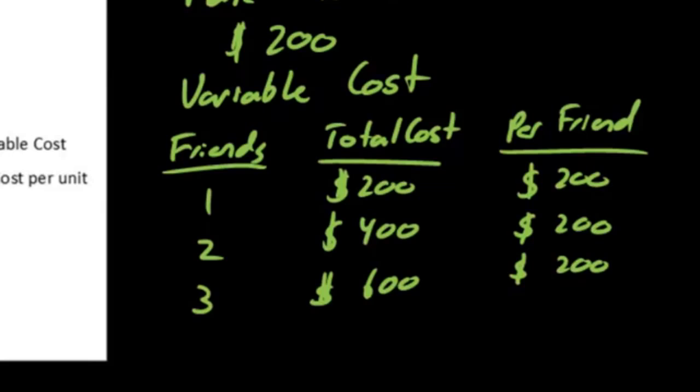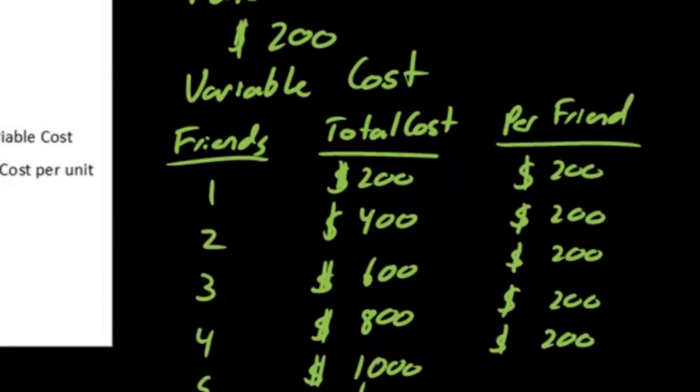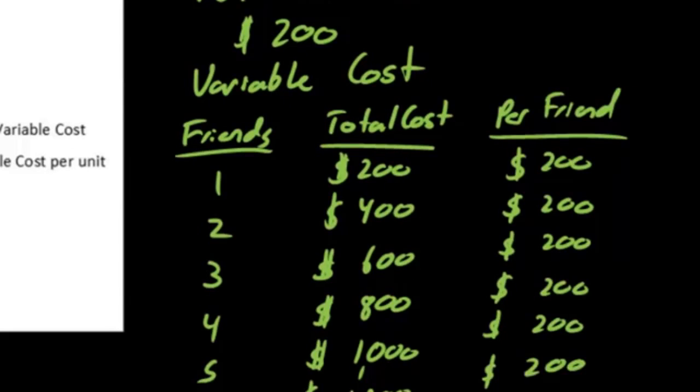If we invite three friends, the total cost is going to increase to $600. But still, per friend, it is only 200. If we invite four, the total cost will be 800, but again, per friend, it is still only 200. If five people come on the trip, the total cost is 1000, but per friend, it is still only 200. And if we bring six people on the trip, the total cost will be 1200, but per friend, it will still be 200. So notice we define this plane ticket as a variable cost because the total cost varies.